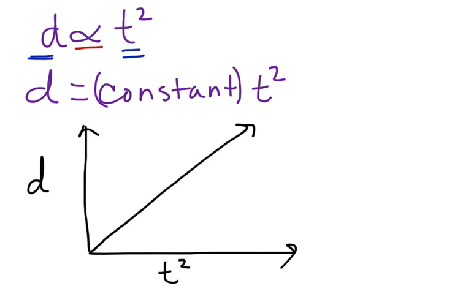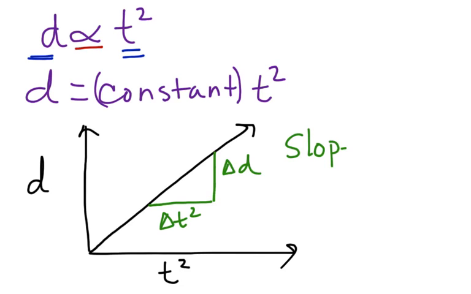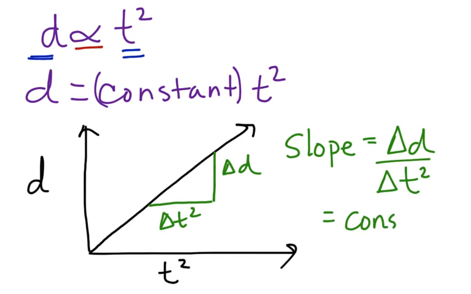And so the slope of this line, if we look at that, is just the change in your rise divided by the change in your run, or delta d divided by delta t squared. And so my slope is equal to delta d over delta t squared. That is also equal to the constant in the above expression.